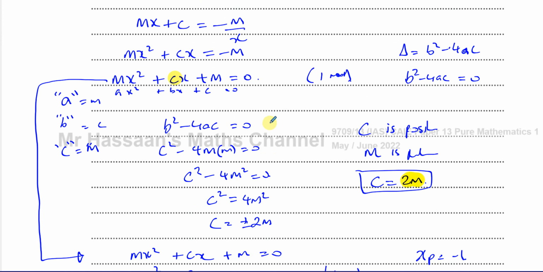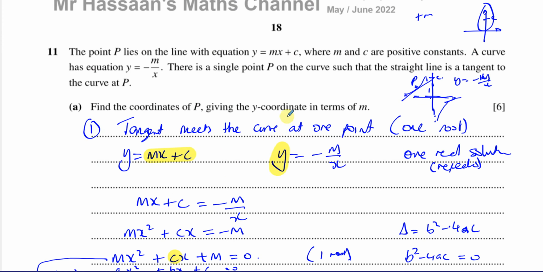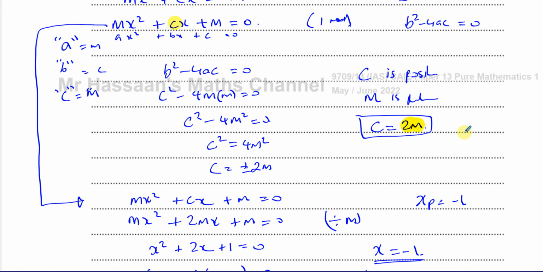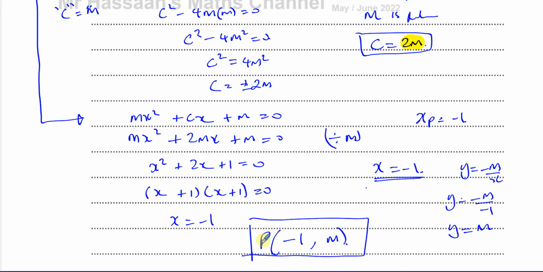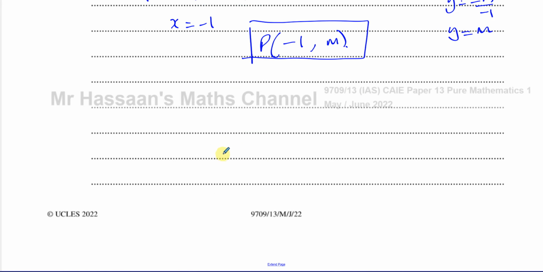And to find the y coordinate, we have to give the y coordinate in terms of m. We know y equals minus m over x, so we can use that. We know x is minus 1, so y equals minus m over minus 1, so y is equal to positive m. So the coordinates of P, therefore, will be negative 1 for x and positive m for y. So that is the coordinates of the point P, and we have solved the problem.